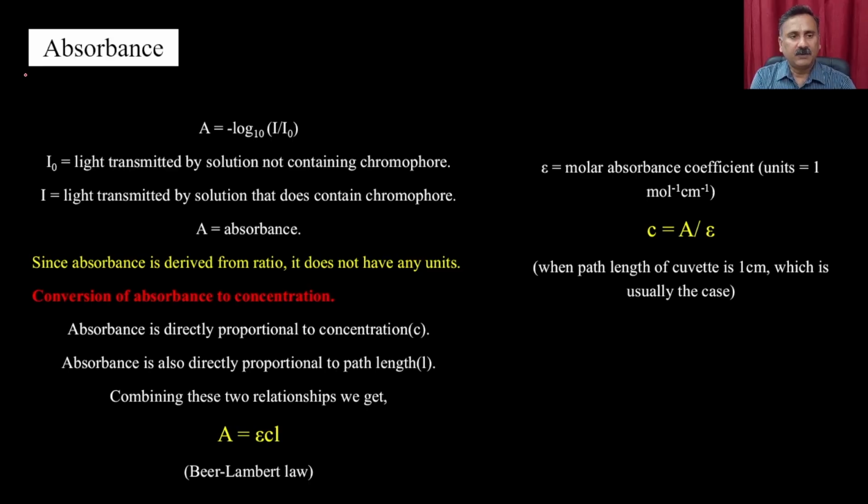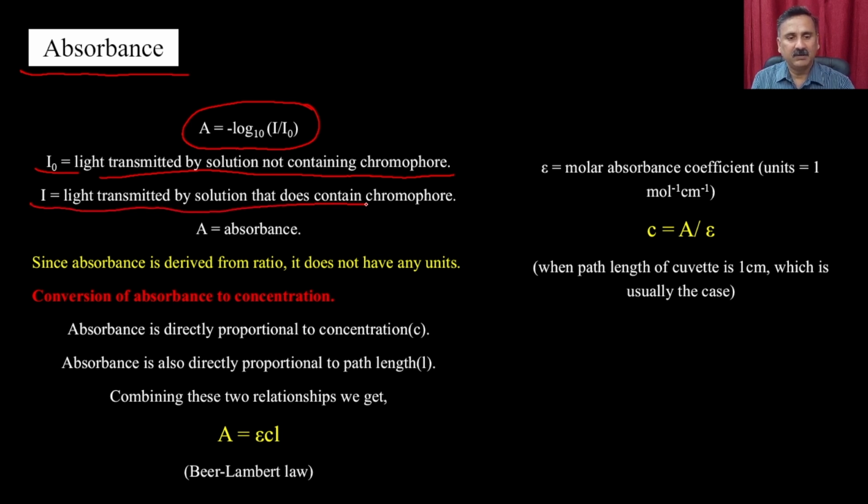The second thing we have to discuss is absorbance. Absorbance A is equal to minus log I by I0, where I0 is the light transmitted by the solution not containing the chromophore, and I is the light transmitted by the solution that does contain the chromophore. And A is the absorbance.